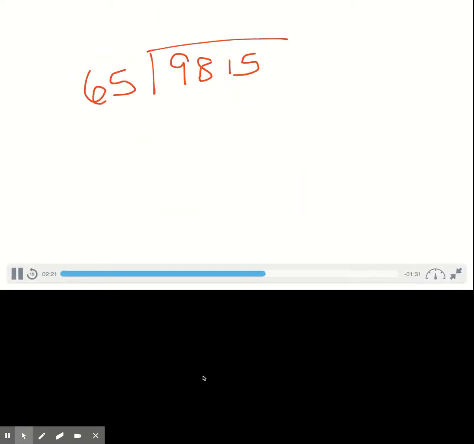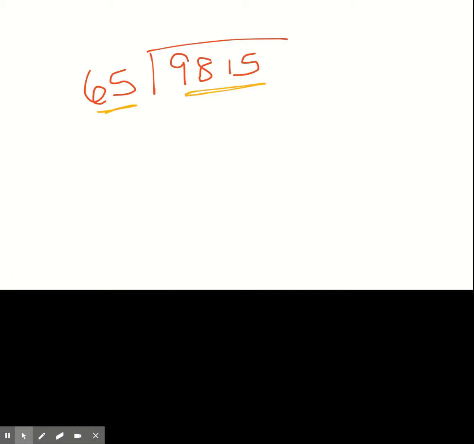Let's try another example. This time I have 9,815 pencils, and I'm making boxes of 65 pencils. So remember, you can't think of this as 9,815 in this algorithm. You have to look at the numbers separately. So starting with 9, if you had 9 pencils, you could make 0 boxes of 65. If you had 98 pencils, you could make 1.